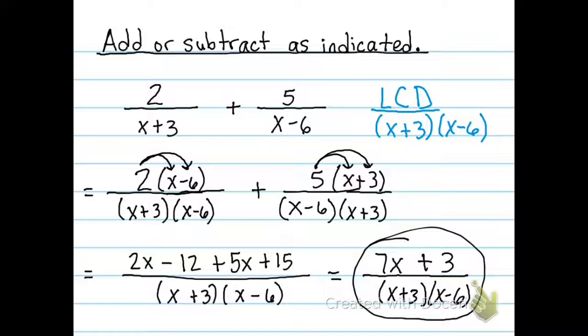All right, so that process: factor the denominator so that you can find the least common denominator, rewrite each rational expression so that they have the least common denominator, and once they have the same denominator, keep the denominator, and again, if it's addition, add the numerators together. If it was subtraction, we would subtract.